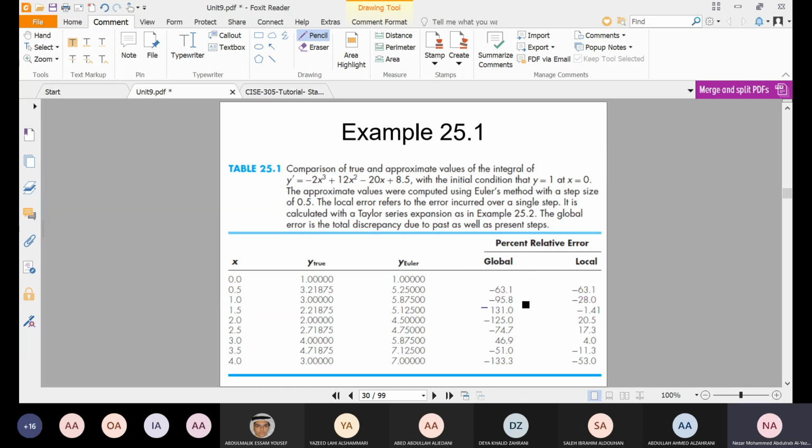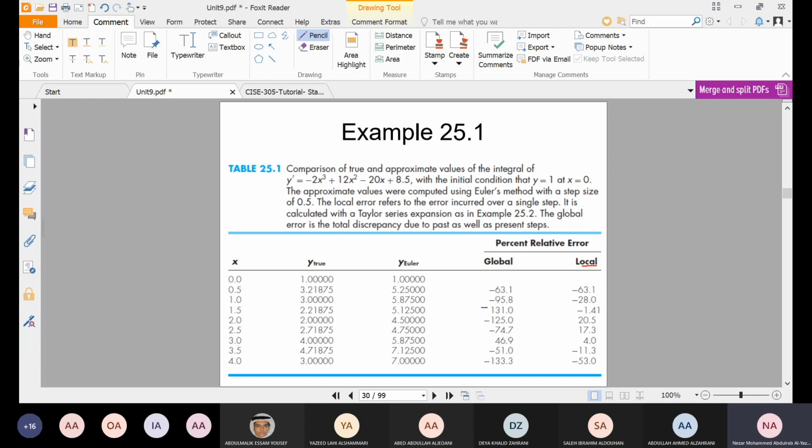We have here the global truncation error, and here we have the local truncation error. The global truncation error is the difference between this one and this one, and we take the percentage over the true value, and we get this error. The local truncation error usually comes from the Taylor series. We'll see this in the coming slides.